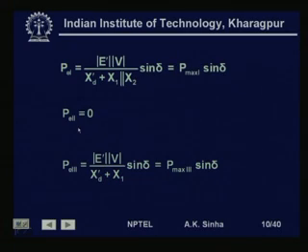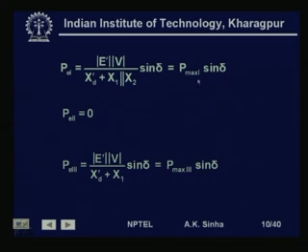When the fault is cleared, the electrical power output is given by the relationship P E 3, that is, after fault clearance or post fault situation. It is given by E dash V by x d dash plus x 1, because the other line has now been tripped, into sine delta, which we call P max 3 sine delta.